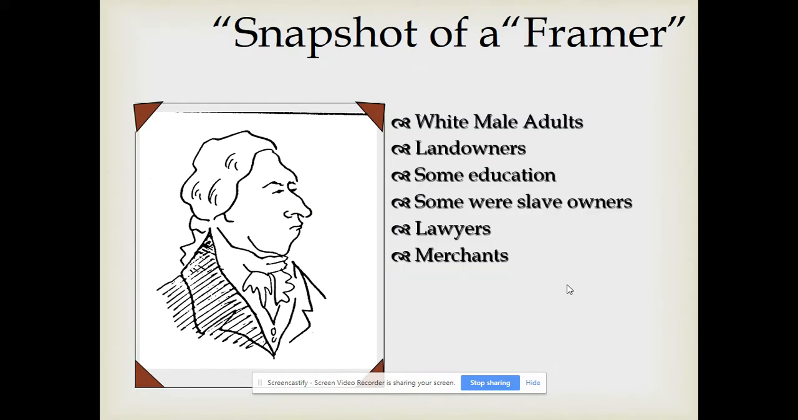So typically, they were all white male adults. They all owned land, all had at least some education, so they wouldn't have been invited if they weren't literate. Some were slave owners, but not all. A lot of them were lawyers, or at least had some kind of legal training, and a lot of them were merchants or businessmen.